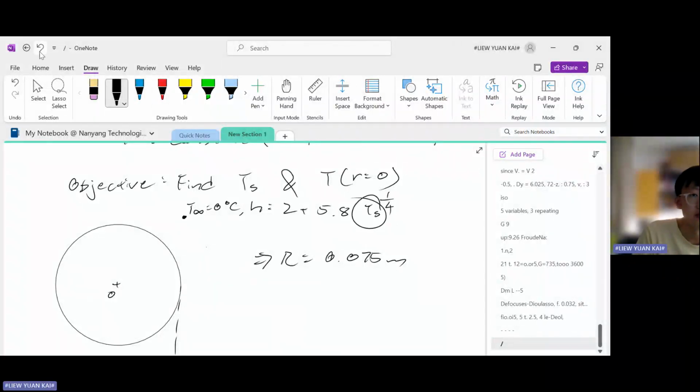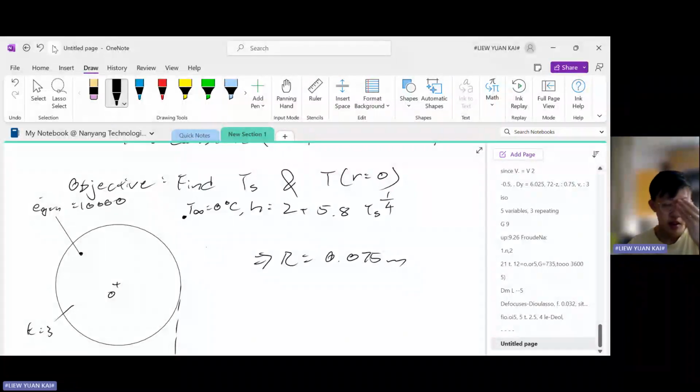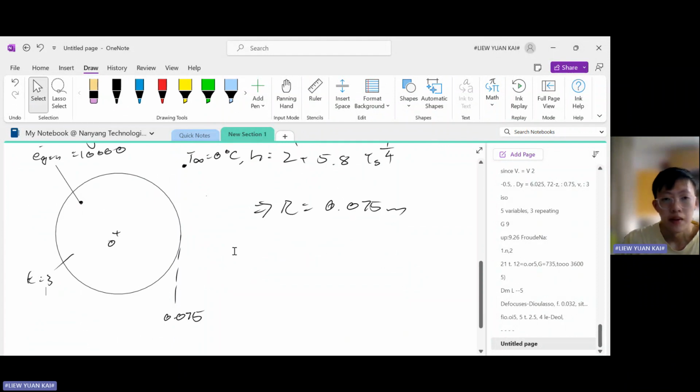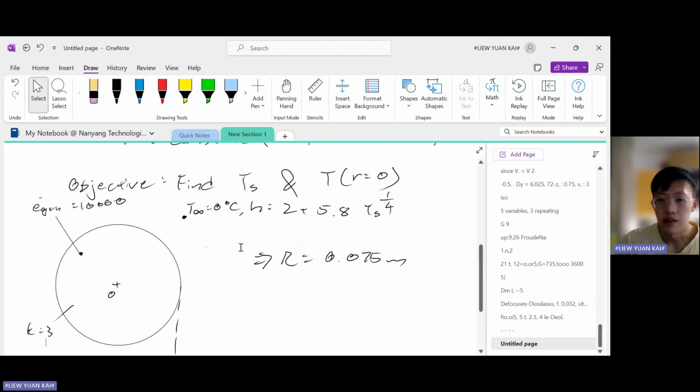And we do not know what this surface temperature is. Keep in mind that there's heat generated inside this sphere at this rate, and the sphere has a k of 3. So first things first, let's calculate the surface temperature.